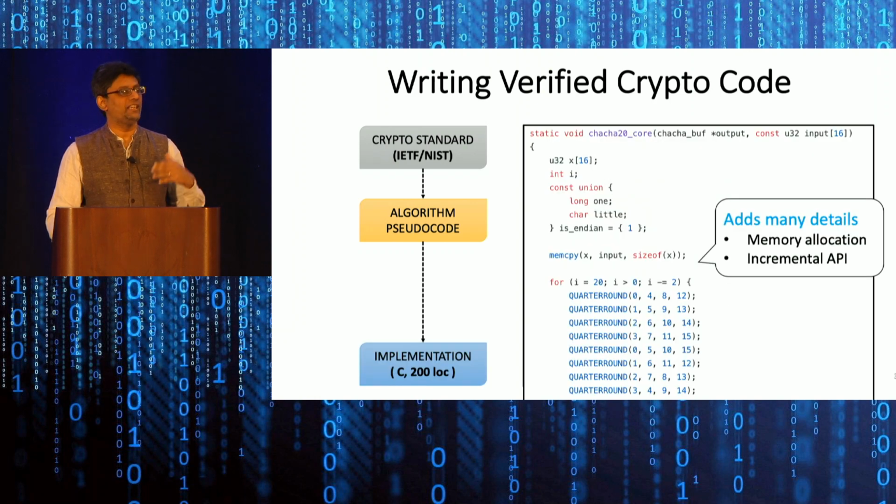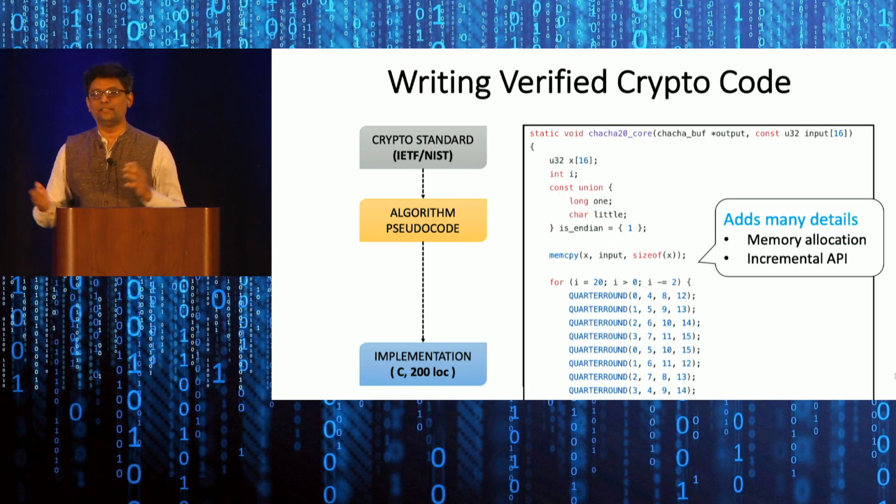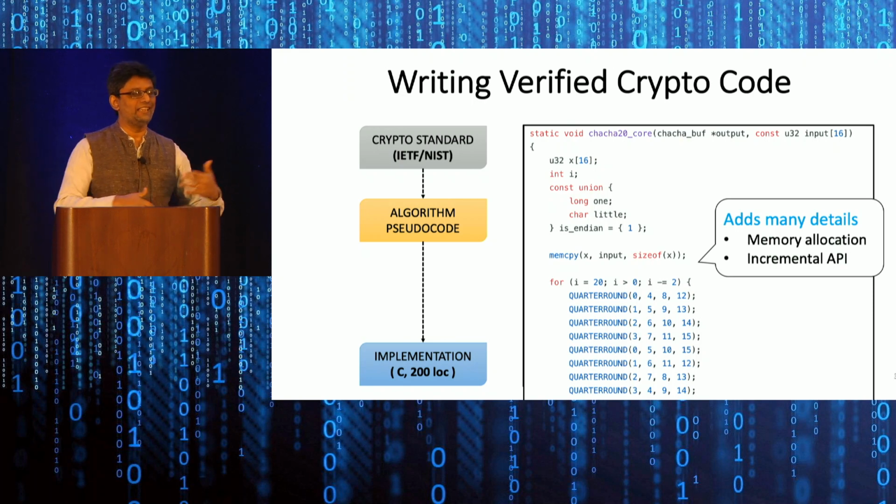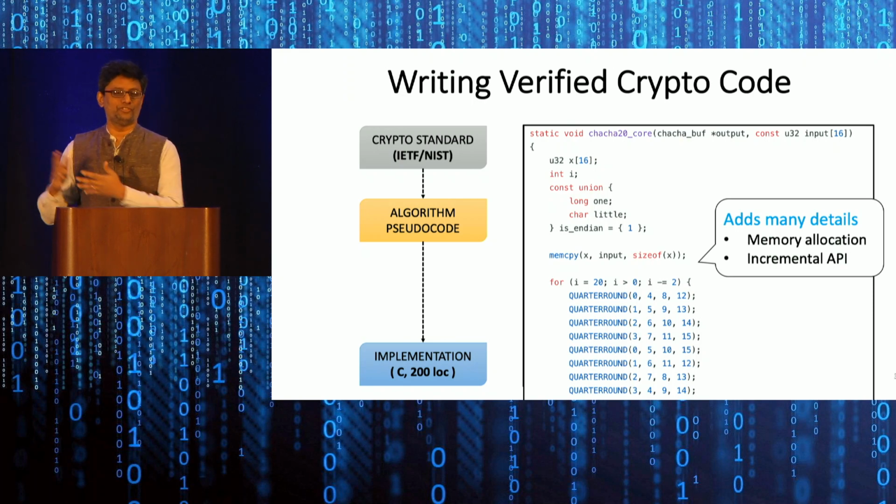So once you have that, a programmer who can look at the pseudocode can write code in their favorite language, probably C in this case, and then they add some details, like how do you alloc memory, where do you free the memory, maybe you have a special kind of API, like an incremental API you want to present, which was not there in the original RFC, and so on. So there's a bit more work there. But in the end, for Cha-Cha-20, you can write the whole implementation in a couple of hundred lines of code.